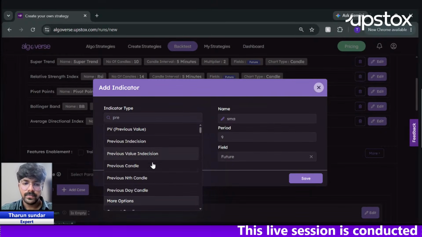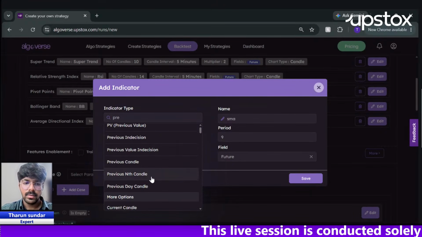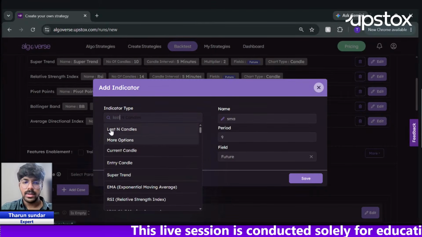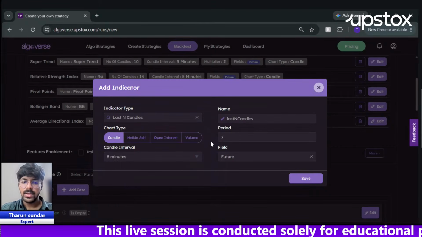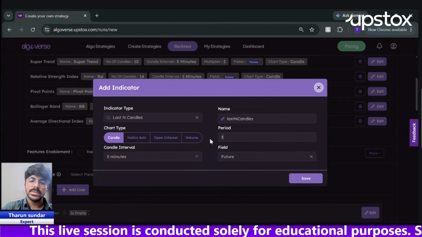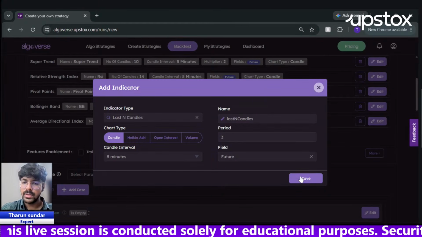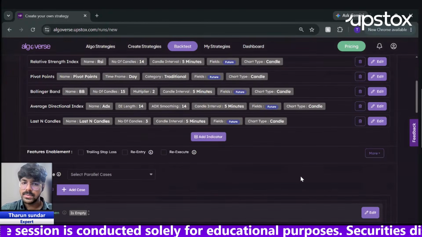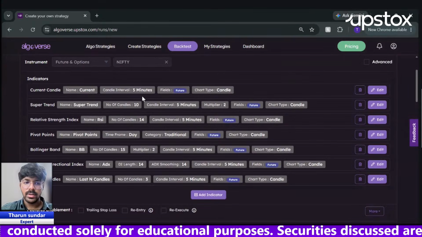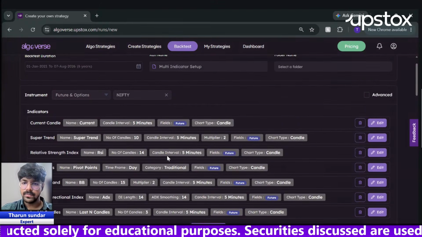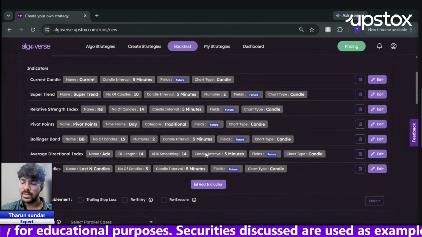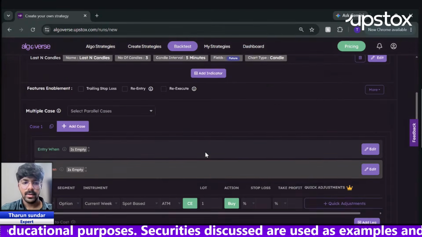So the indicator name is called last 10 candles. And using this, what I can check is whether the price is above the last, let's say, three candles' high. I want my trades to be taken only when the price has broken above the last three candles' high. So we have added more than five or six indicators here. And as I told you, there is no limit to adding any number of indicators in Algoverse.